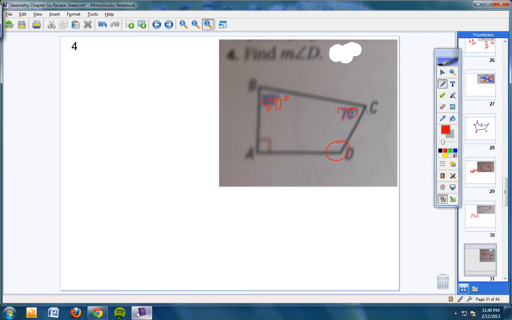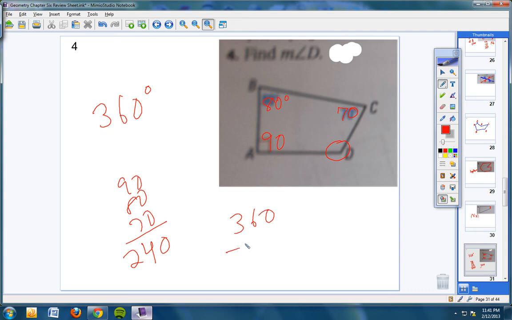It's got 4 sides, 1, 2, 3, 4. And remember, in a quadrilateral, the 4 angles always add up to what? 360, remember that? So I know one angle is 80, one angle is 70, and one angle is 90. So 90 plus 80 plus 70 is 240. So if they've all got to add up to 360, let's take 360 and subtract out 240, and I'm left with 120. So there you go. There's the measure of angle D, 120. Woohoo!